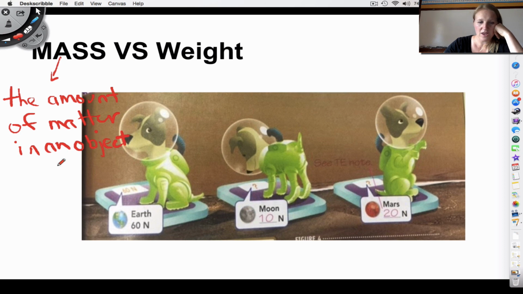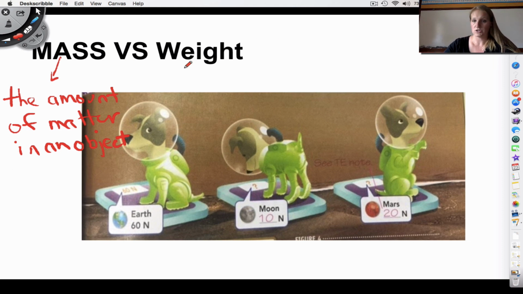Basically, everything is made up of atoms. If you were to count how many atoms are in your entire body, it would take a really long time, but that is your mass, because that's the total amount of matter, of material that makes up you, a table, anything. So it's the amount of stuff inside that object.